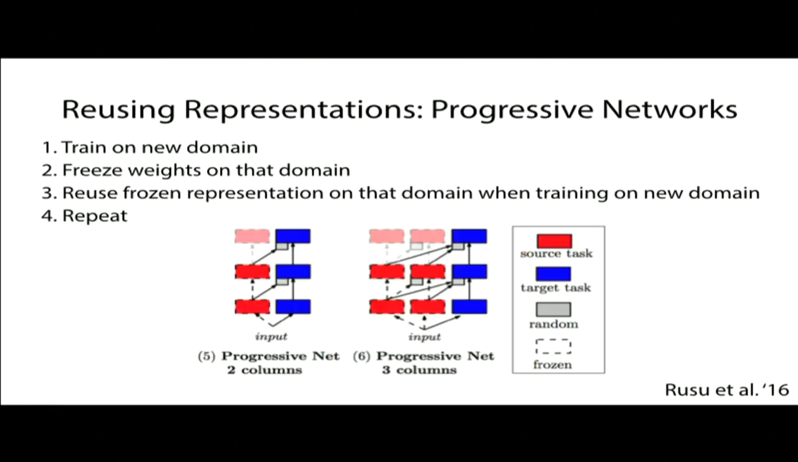And then once you have two tasks trained, you can further train a third task by freezing the weights of the second network that you trained, and then concatenating the representation from both of those to the representation that you're learning on your third task. Does this make sense? Any questions? So it's quite a simple approach.